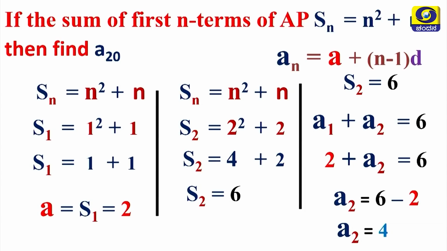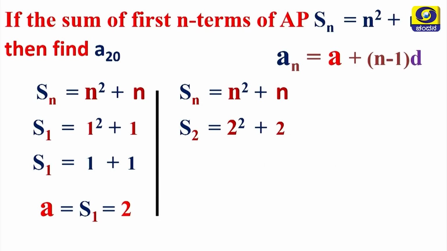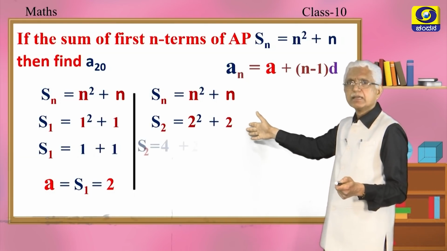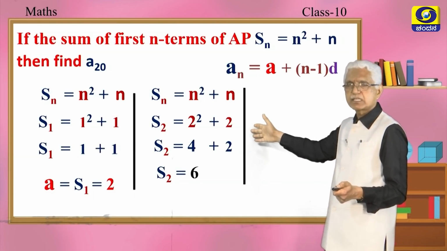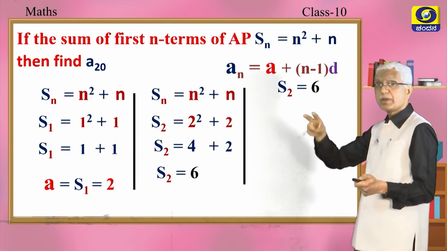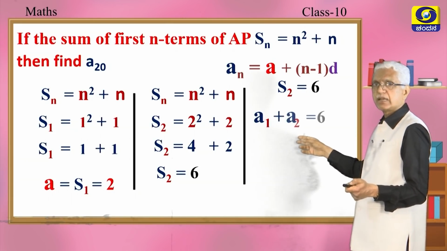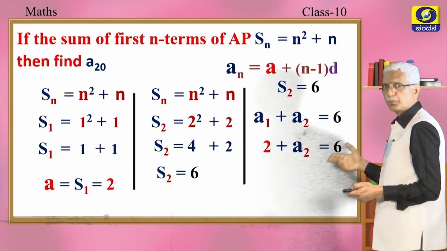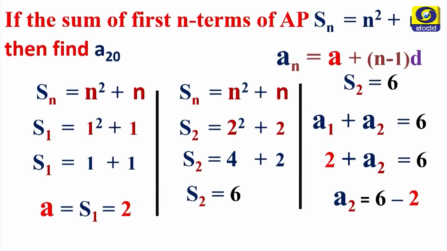So, what happened here? I found out the first term A as 2, and to find out the second term I had to find S2, right? And from S2 you found out S2 to be 6. S2 means sum of first two terms, which is A1 plus A2 is 6. A1 is already known, it is 2. So, 2 plus A2 is 6. Therefore, A2 is 6 minus 2, A2 is equal to 4. So, you have found out the first term and the second term.